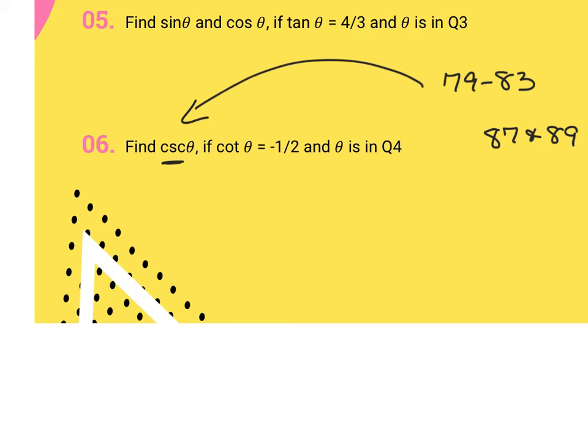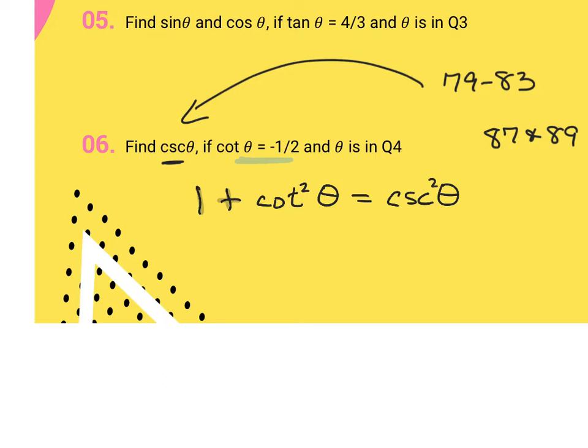So for number 6, when I go to try to figure out which Pythagorean identity to use, I'm going to look to see what was given to me. And what was given to me was cotangent. So I'm going to look at my Pythagorean identities. You could go back to the previous slide. So the Pythagorean identity I am using is 1 plus cotangent squared theta equals cosecant squared theta.